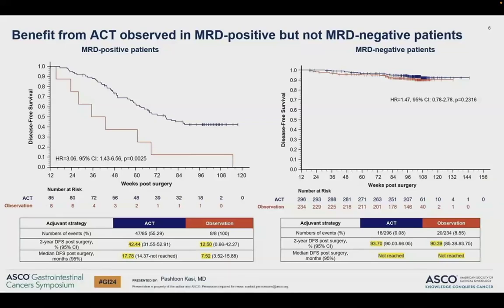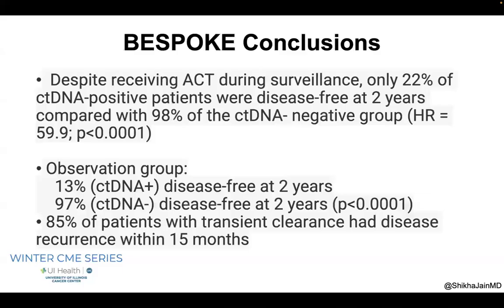So looking at these beautiful graphs here, you can see that over here on this graph, MRD positive patients had a significant improvement in their disease-free survival if they received adjuvant chemo, as opposed to those who underwent observation. But for those who are negative, there really isn't much difference between the adjuvant chemotherapy group and the observation group. So again, this is another way that we can look at the benefit of getting a ctDNA to really determine if a patient is going to benefit from adjuvant chemotherapy.